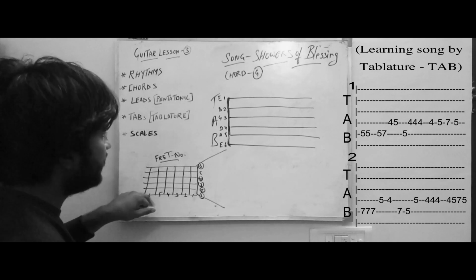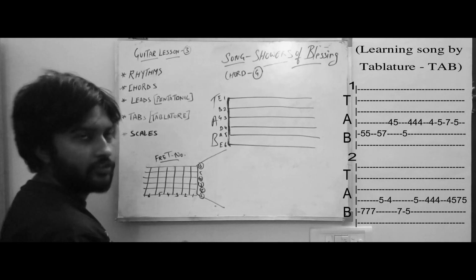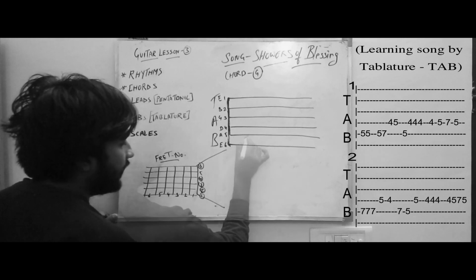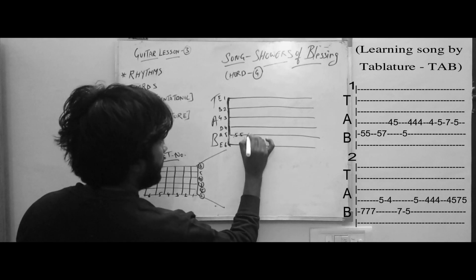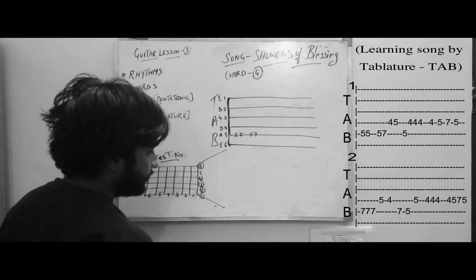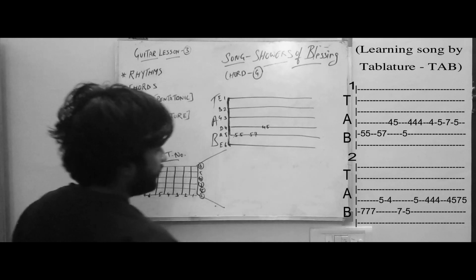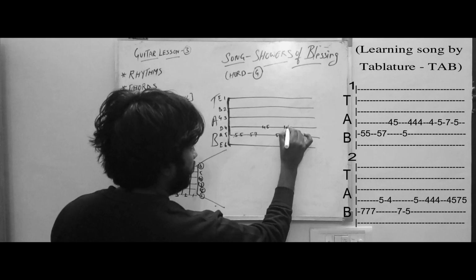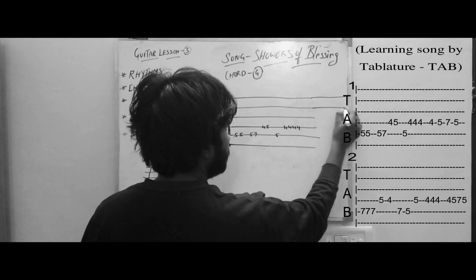6 strings, 6 lines. Now we're going to learn a song that's called Showers of Blessing. It's a very easy song, a prayer song, and I'll just write here some numbers. 5, 5, 5, 7, 4, 5. Again 5, 4, 4, 4, 4. Then we can extend these lines.